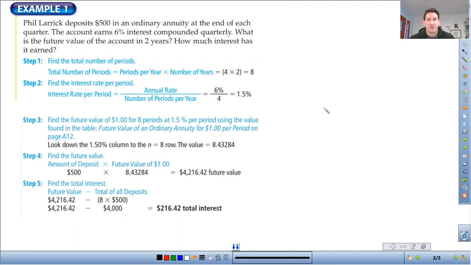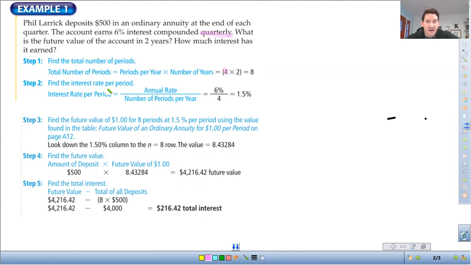Just like we did with the compound interest tables, what you need to think about is how often it is compounded. It's compounded quarterly. Quarterly means it's compounded 4 times in a year. So that's where this comes from. And then how many actual compounding periods are there? The number of periods is 4 times the number of years, 2. So it's 8 compounding periods.